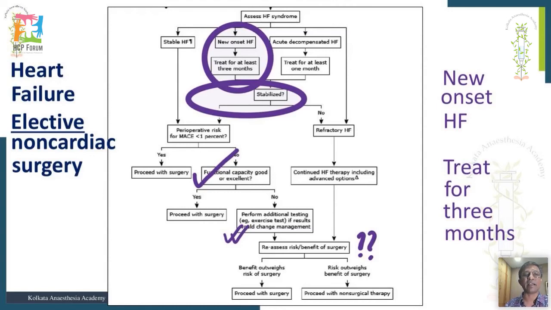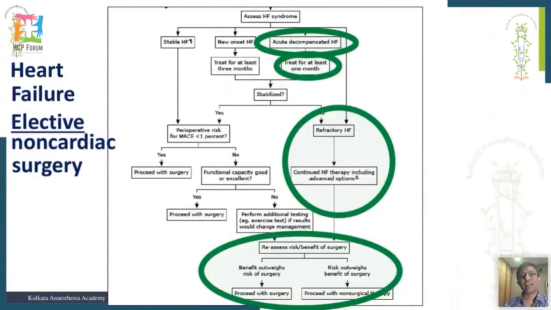If it is acutely decompensated heart failure, again, that was 3 months, at least try to treat it for a month before an elective non-cardiac surgery. And unless they are refractory, or if they get refractory, again, it is the same thing. You have to think very hard before you take this person up for an elective non-cardiac surgery. Think about other options.